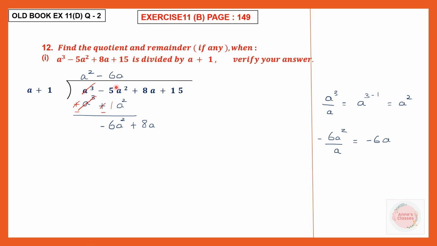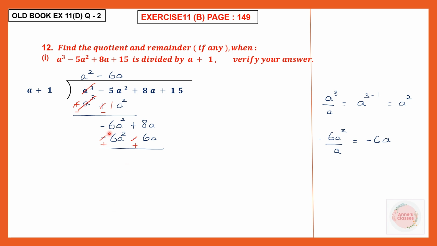Now we're going to multiply minus 6a into a first. So the sign is minus. 6a into a is 6a square. Then we multiply minus 6a into plus 1. When you multiply by 1, you get the same number. So it is minus 6a. So now we change the signs. So minus becomes plus. This also becomes plus.